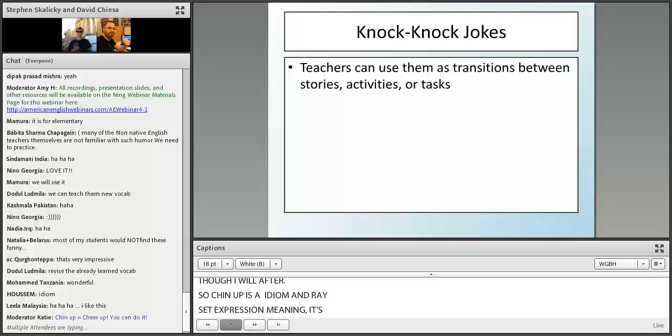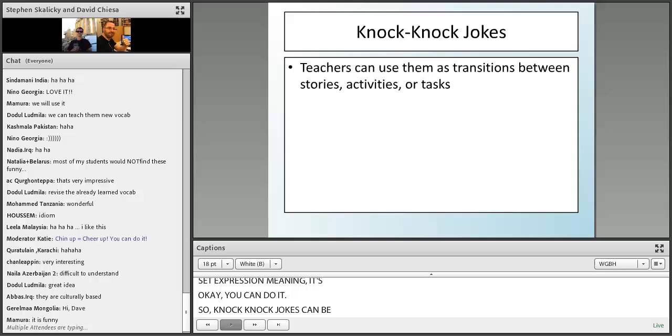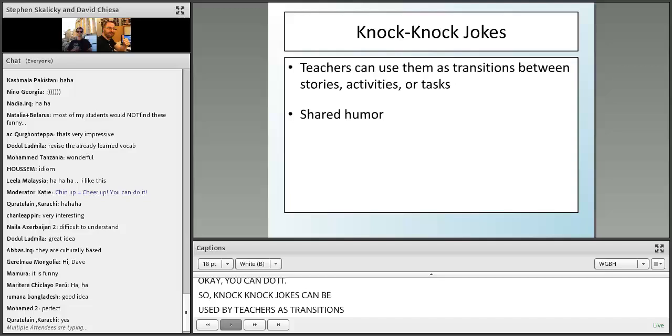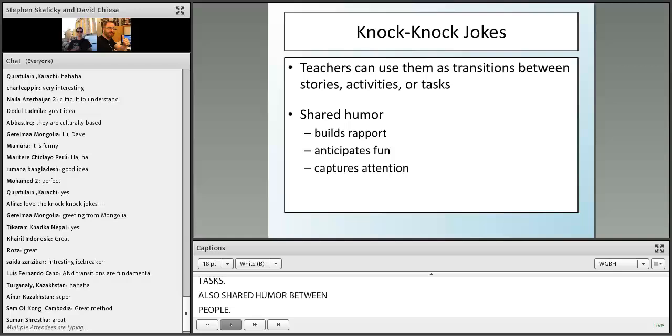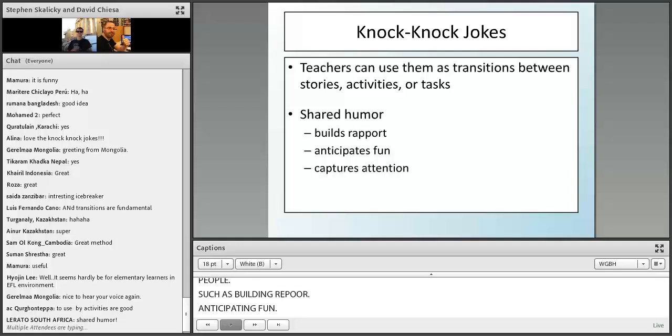And so knock-knock jokes can be used by teachers as transitions between stories, activities, or tasks. Also shared humor between people, such as building rapport, anticipating fun, and also capturing attention. These are great ways that you can use humor and knock-knock jokes to identify humor in the language classroom.